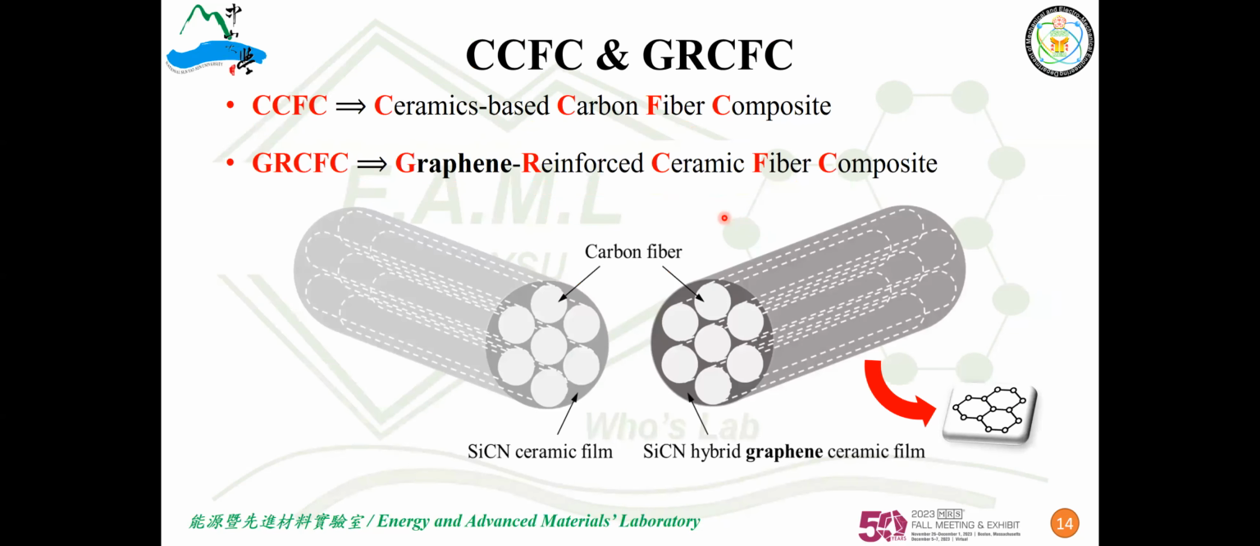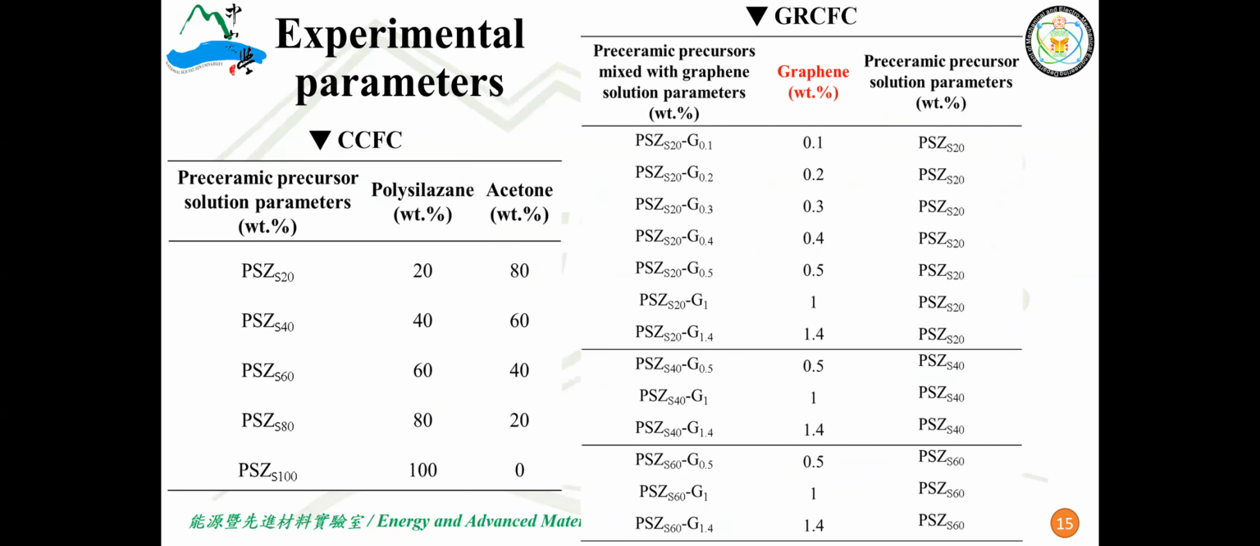So these are the two types of polymer ceramic composite. Basically, we have the commercial carbon fiber, and we spray coat this pre-ceramic precursor, and also we incorporate graphene into this liquid-based pre-ceramic precursor and then spray it on the commercial fiber. Finally, we pyrolyze it in inert gas. These are our experimental parameters. We define the precursor as PSZ, with different concentrations diluted by acetone, and we incorporate graphene at different weight percents in the pre-ceramic precursor.